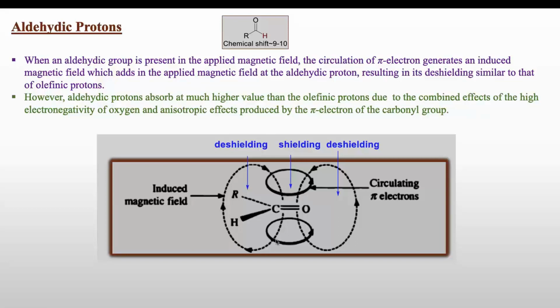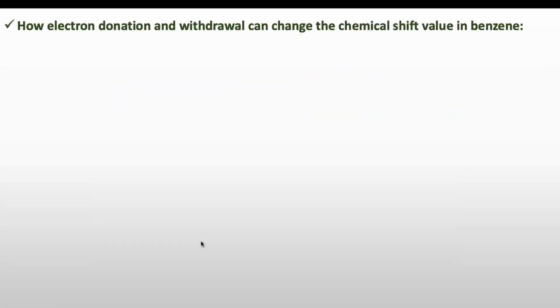That extra addition is due to the electronegative oxygen. In the case of alkene, there is a carbon, which is not electronegative like oxygen. But in the case of aldehyde, there is the electronegativity of oxygen and the anisotropic effect of the pi electrons. So both factors play a role in aldehyde. That's why the proton of aldehyde comes around 9 to 10 ppm.